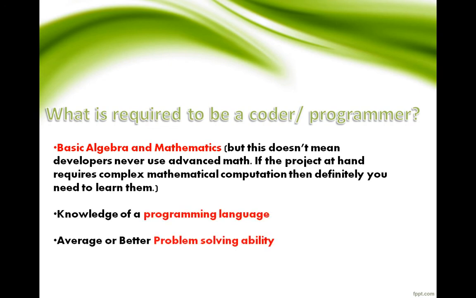So before you start learning further, you should know what is required to be a coder, programmer. 1. Basic algebra and mathematics. This doesn't mean you will never use advanced mathematics. If the project at hand requires complex mathematical computations, then definitely you need to learn them. 2. Knowledge of a programming language. 3. Average or better problem-solving ability. Programming is all about solving problems with computers and programmable machines.